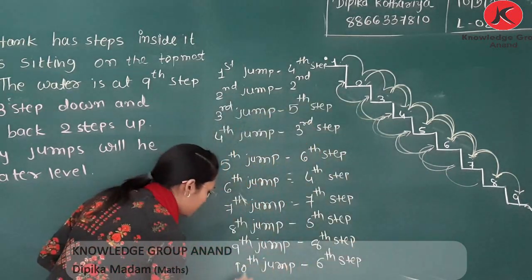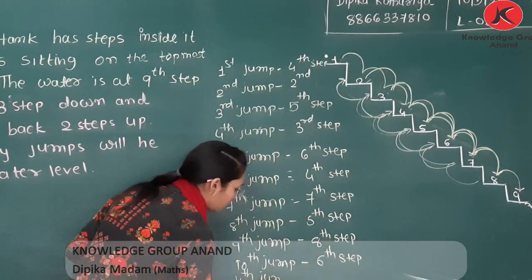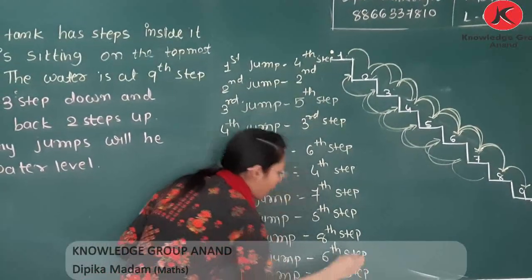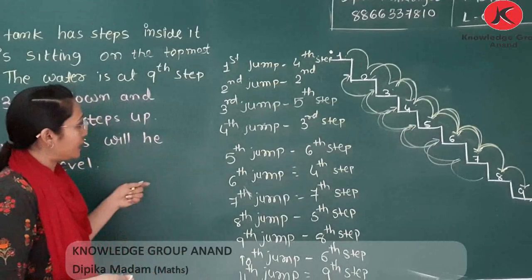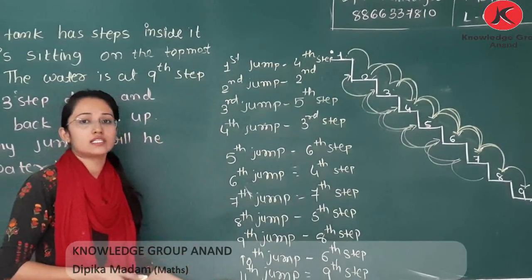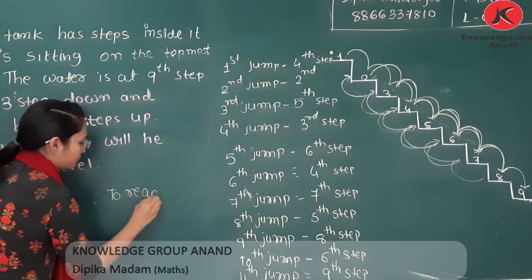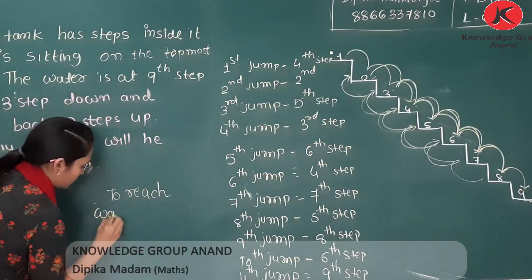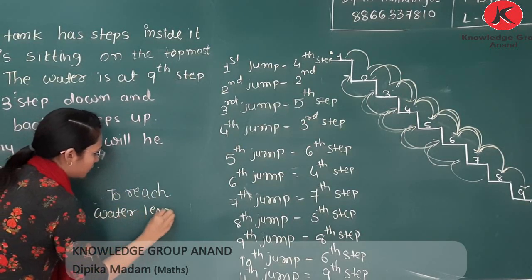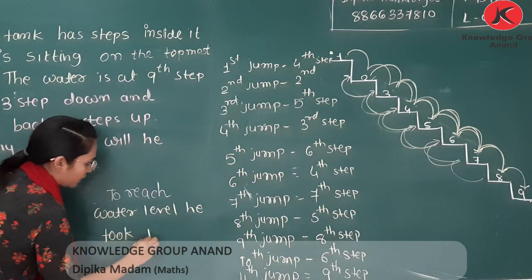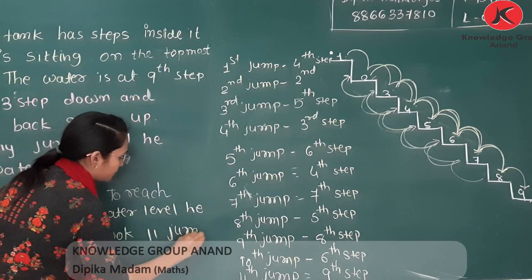So the 11th jump will be on the 9th step. So how many jumps does he take? You can see he takes 11 jumps. So to reach the water level, he took 11 jumps.